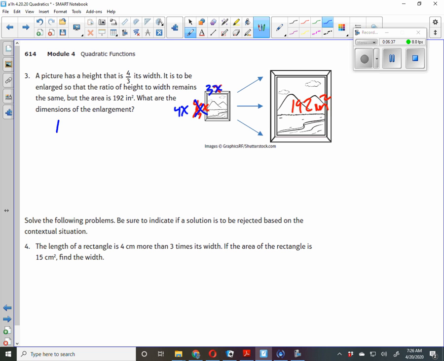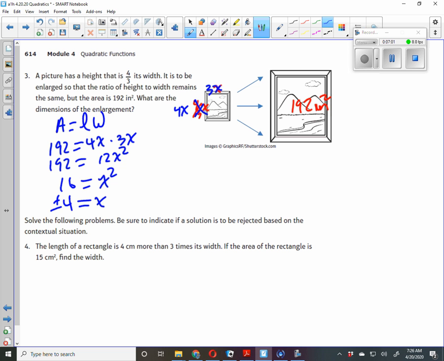that the area equals length times width. We know this is 192 equals 4x times 3x. 192 equals 12x squared. X squared is going to equal, I believe this is 16, so we know x equals plus or minus 4, but we know that that can't be negative, so we actually know that this is just x equals 4. So the enlargement we now know has to be 16 by 12, or 16 by 12.